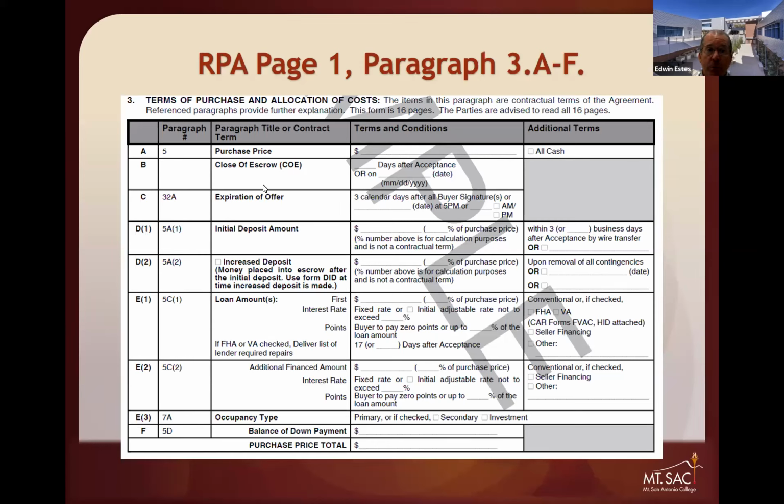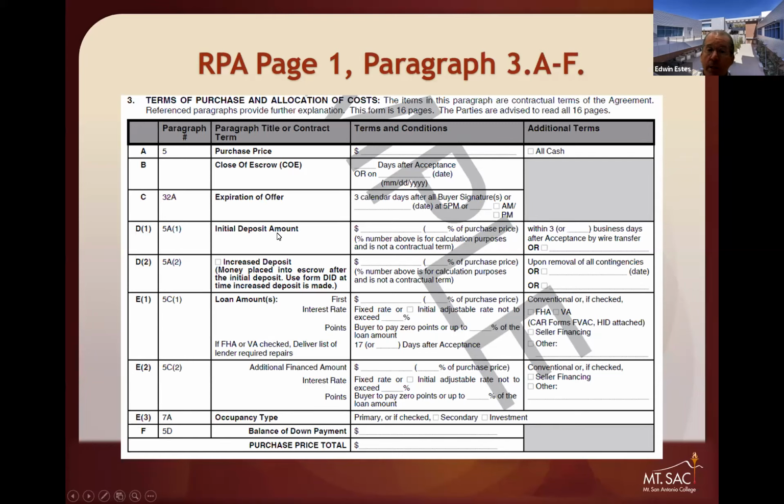Then in paragraph 3, expiration of the offer, like the current agreement, it's 3 calendar days after buyer's signature. Or you can put in a specific date at 5 p.m. or you can change the time. Okay, lots of flexibility here.